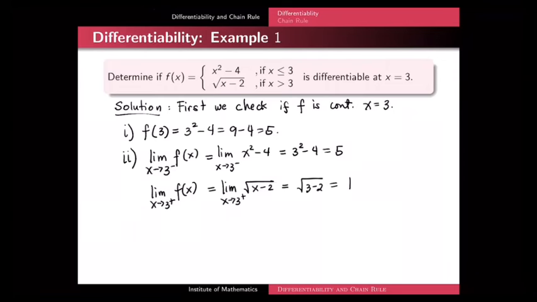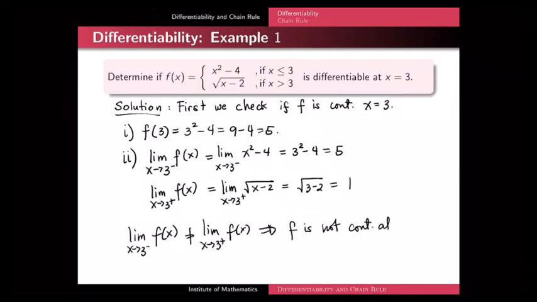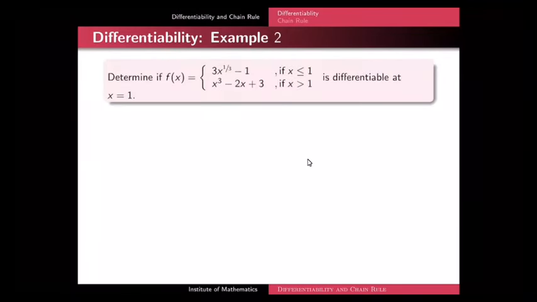Okay, so what can we conclude here? We have to note that the limit of f as x approaches 3 from the left is not equal to the limit of f as x approaches 3 from the right. This implies that f is not continuous at x equal to 3. Since f is not continuous at x equal to 3, it implies also that f is not differentiable at x equals 3. Okay? So that is for the first example. Okay, so we're done with the first one.